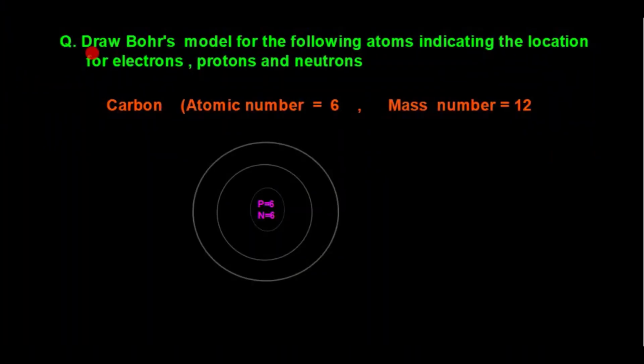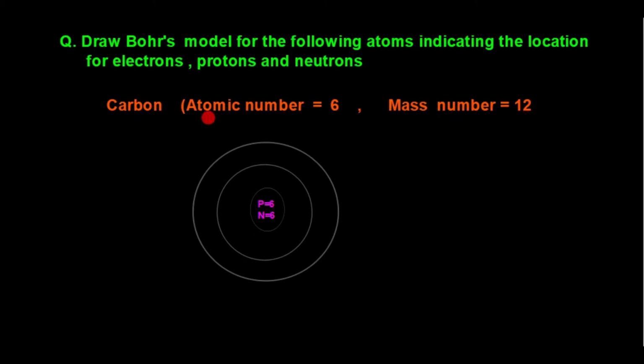In this video, we will solve a question. The question is, draw Bohr's model for the following atoms indicating the location for electrons, protons and neutrons. We are given carbon atom. Carbon with atomic number 6 and mass number 12.